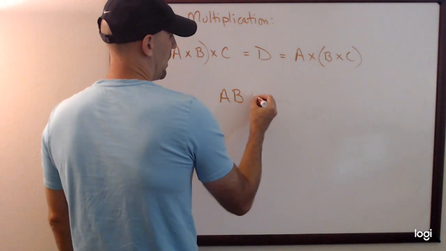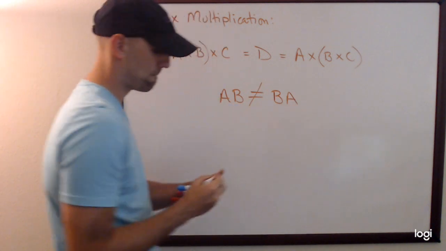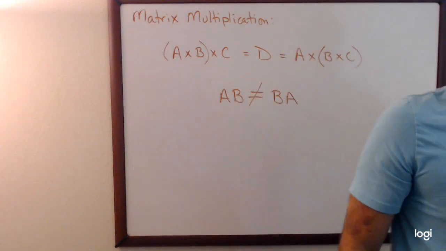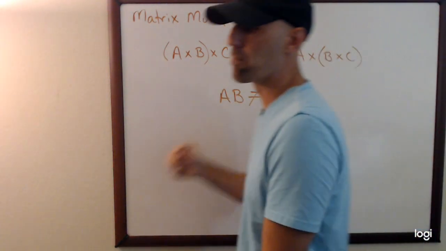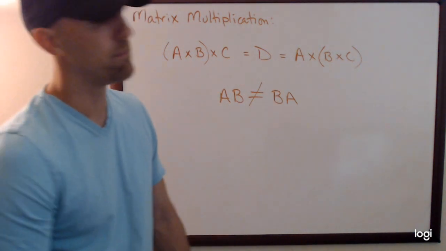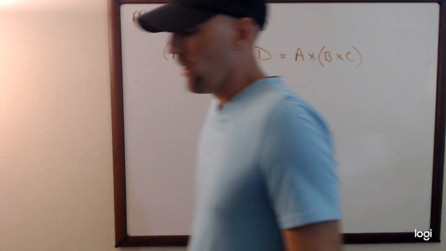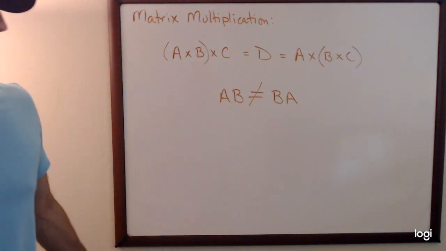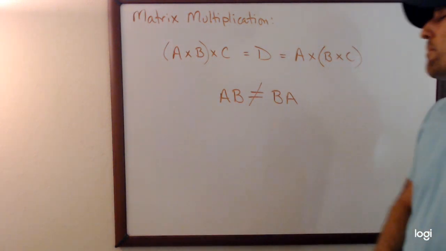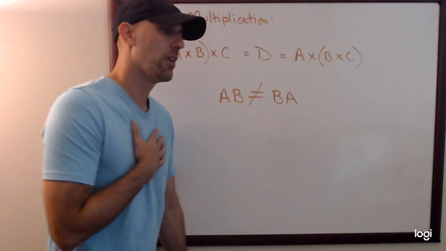A times B does not equal B times A. This is a problem, okay? So in general, they are not commutative. This is a big problem, okay? It's a big problem. I have to keep that in mind. Why? Well, now all of a sudden there's a difference between left multiplication and right multiplication, right? Now when I want to multiply by a matrix A, I need to decide whether I want to multiply it on the left or multiply it on the right.